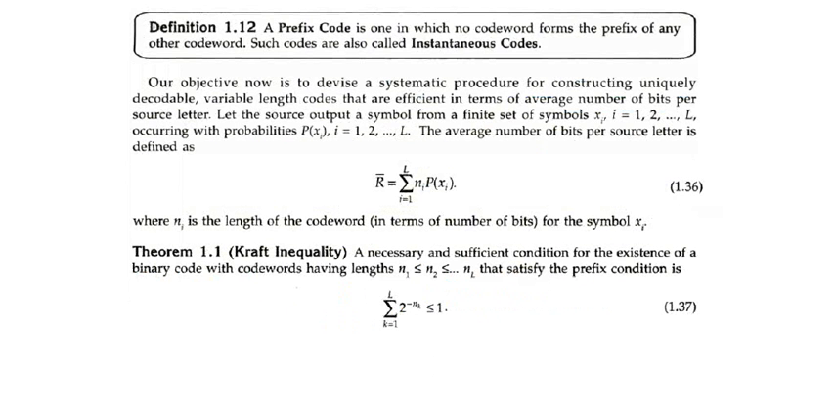What is Kraft inequality? A necessary and sufficient condition for the existence of a binary code with L code words having lengths n1, n2 and so on nL that satisfies the prefix condition is summation of k from 1 to L 2 power of minus nk less than or equal to 1. So here nk means the length of the kth code word.